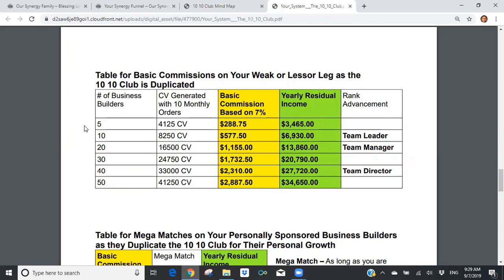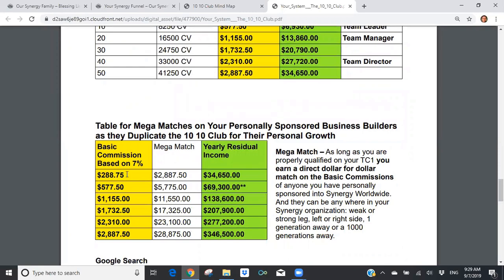I'm going to earn a mega match off of all my business builders, whether they're on my weak leg or my strong leg. If I take those 10 that I brought into Synergy Worldwide and teach this concept of creating your customer base to create your cash flow, and then teaching those that come into the Synergy business that you personally sponsored to replicate that same process, what happens for them is they start earning a basic commission. If their basic commission that they earn is $288.75, I'm going to multiply that by 10. That means my mega match is now almost $29,000 for the month.